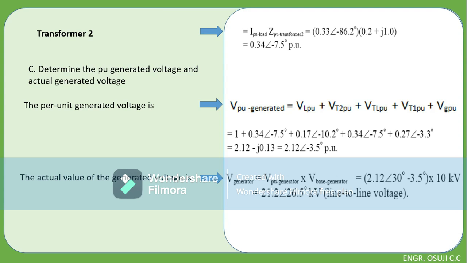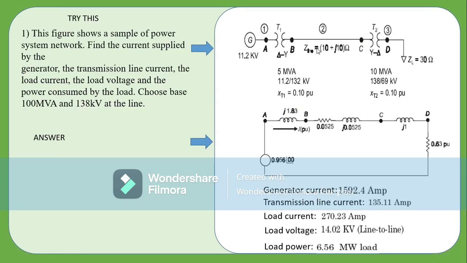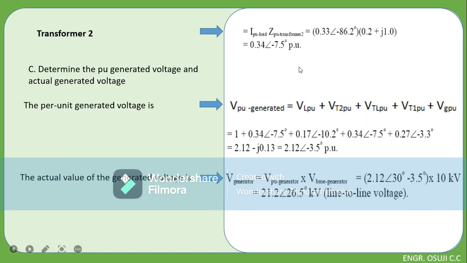We still maintain the per unit load, and ZPU transformer 2, that is the impedance of transformer 2. When you do that, you have this as a solution. Finally, we have been able to get the per unit value of the voltage drops across all the components. Now, part C says determine the per unit generated voltage and actual generated voltage.